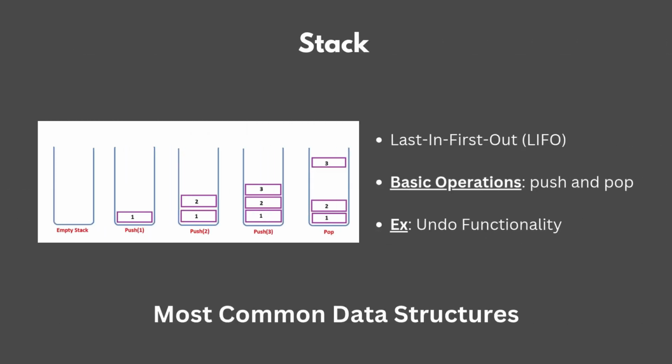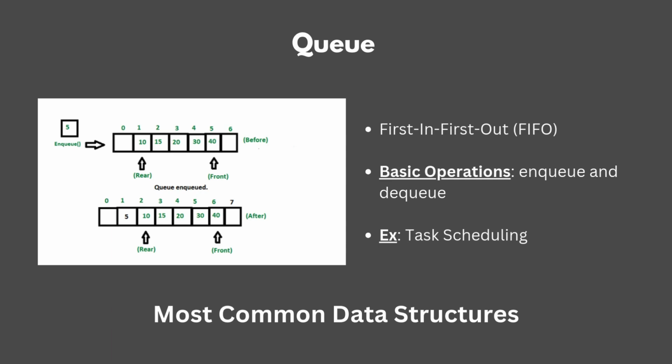Stack, a linear data structure that follows the last in first out, LIFO, principle. It's used in scenarios like undo functionality in text editors. Queue, a linear structure that follows the first in first out, FIFO, principle, often used in task scheduling and handling requests.